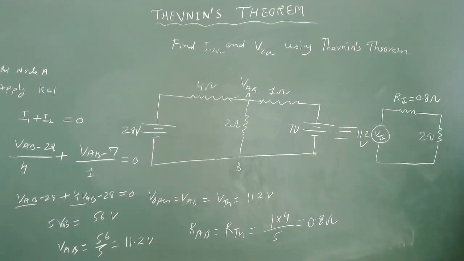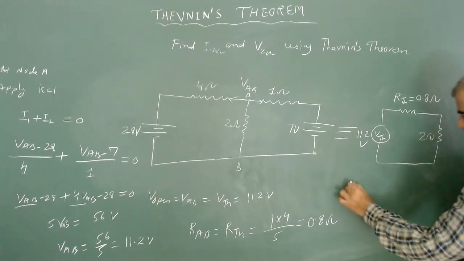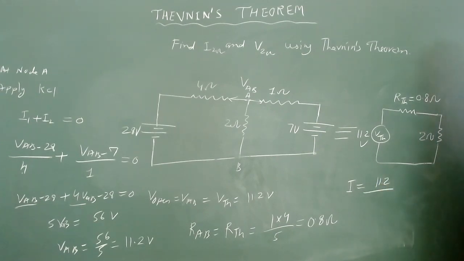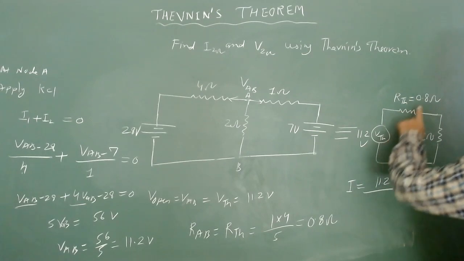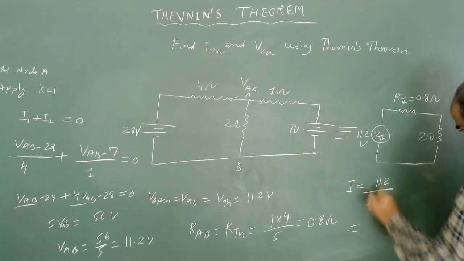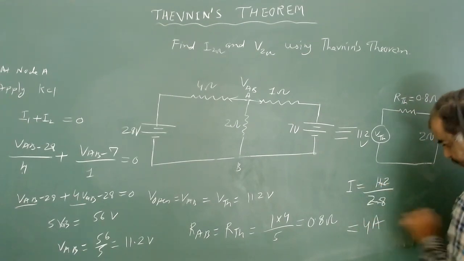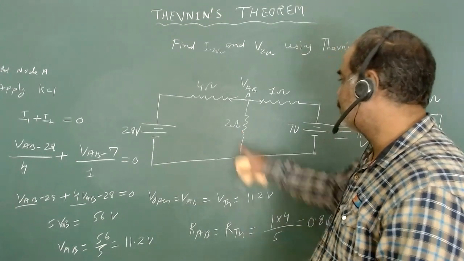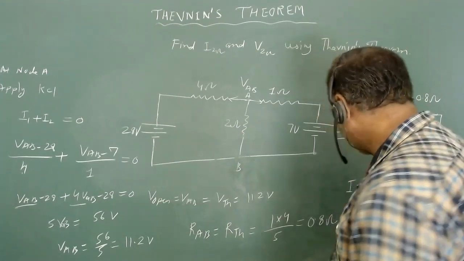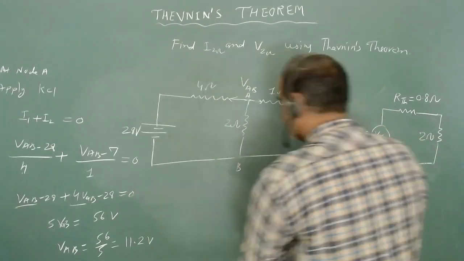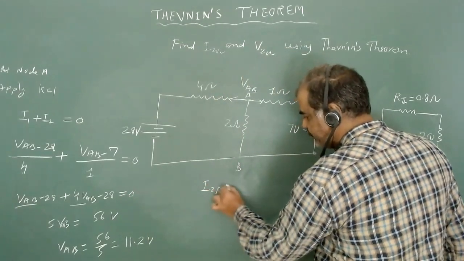Now I want to calculate the current across this 2 ohm resistance. What will be the current? I will be 11.2 volts divided by 2.8, which gives me 4 ampere current. In the last lecture we also calculated the current across the 2 ohm using the superposition theorem, and we got the same result. So the current across this resistance, I 2 ohm, is 4 ampere.